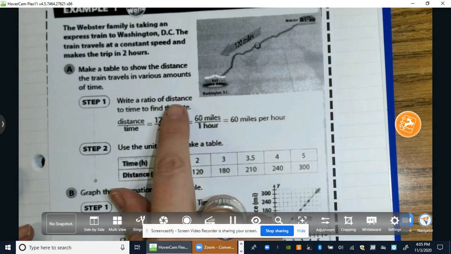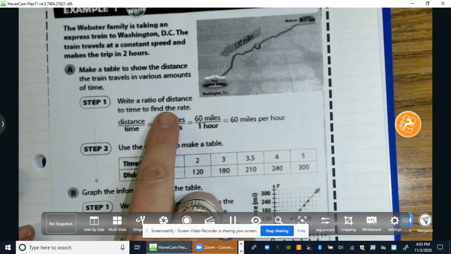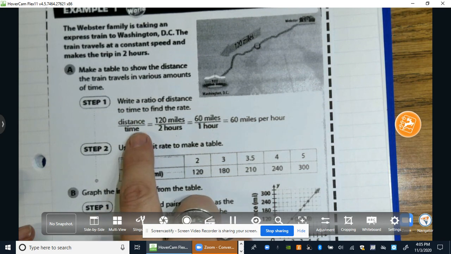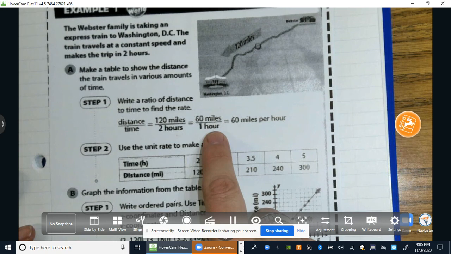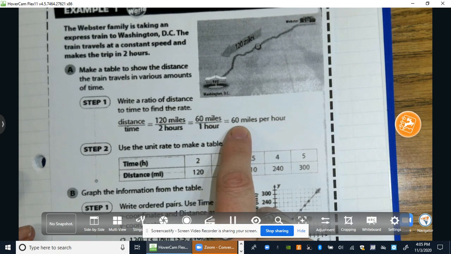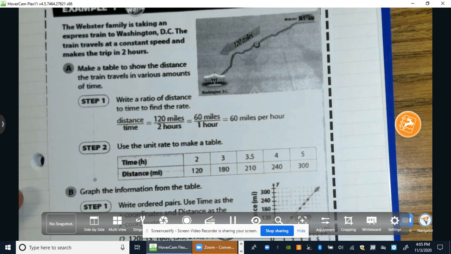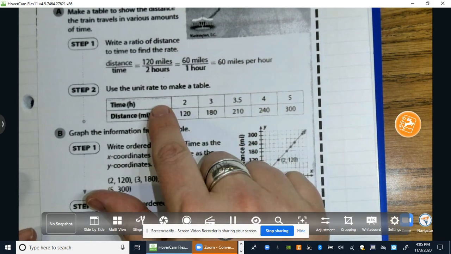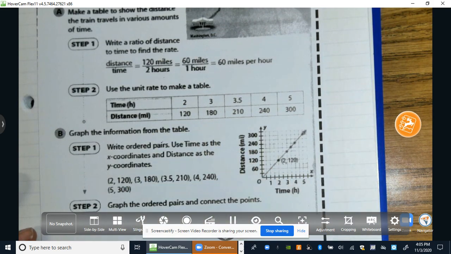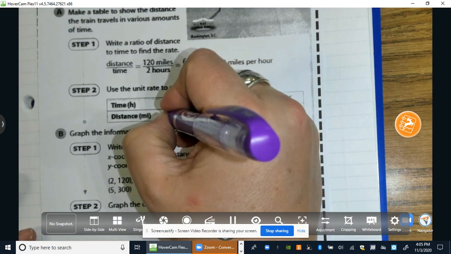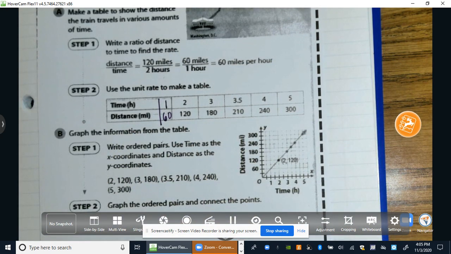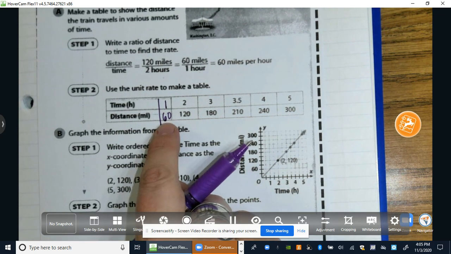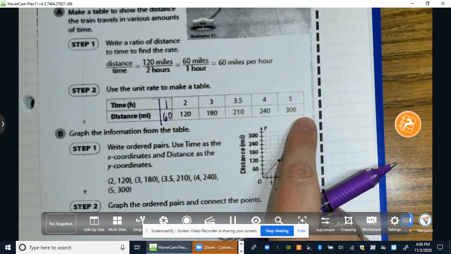So to find the ratio of distance to time is to find the rate. So distance divided by time, or distance over time. So we went 120 miles in 2 hours, which makes our rate 60 miles for 1 hour. So you're going 60 miles per hour that train is going. So if we expanded it into our table, our unit rate is to make the table. So really, our time is 1, our distance is 60. So that would be our unit rate. And then we can look at our table from there.